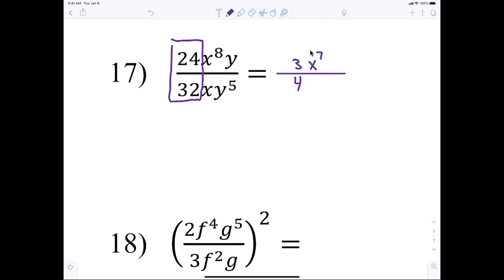How many y's on the top? 1. How many on the bottom? 5. Which leaves me 4. 4 where? On the bottom. Come on, I just think this is easy. All right, any issues?